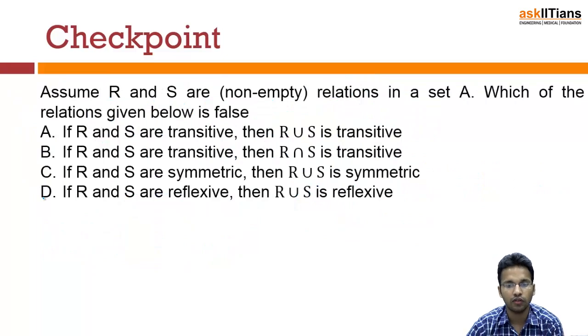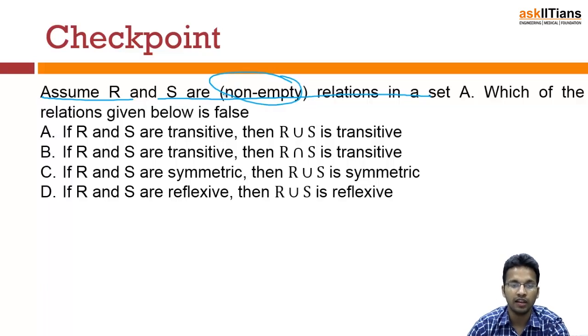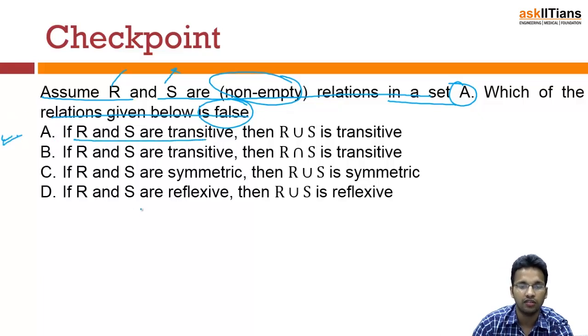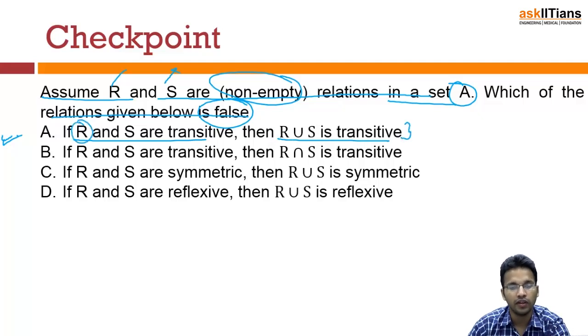Coming to the last question for this lecture, assume R and S are non-empty relations, okay. Non-empty means there is at least one element present in R and S in a set A. Which of the following relations given below is false? The word false is important, okay. The best way to solve these questions is again to take an example. If S and R are transitive, then their union will be. Obviously you can see that if all the elements of R are already transitive, they are satisfying that thing, and S also, so their union should be. So this will be obviously true, there is no fault.